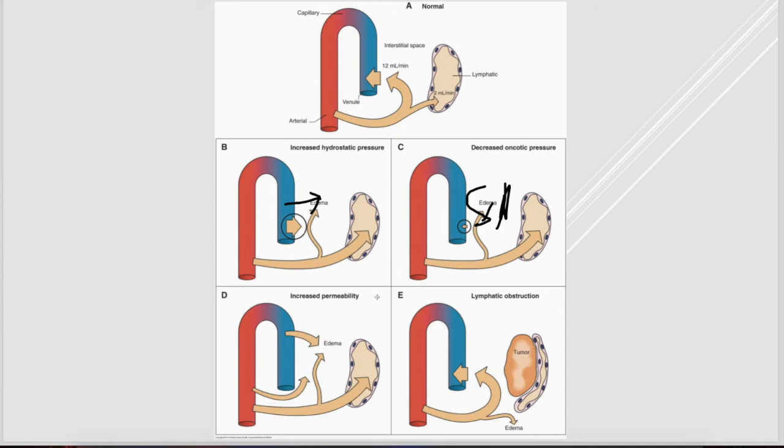Increased permeability, again, this occurs in cases of inflammation. We know that edema is a cardinal sign of inflammation. And also lymphatic obstruction. So in this case, it's a tumor obstructing the lymphatics. All of that excess fluid cannot be picked up by the lymphatic system.